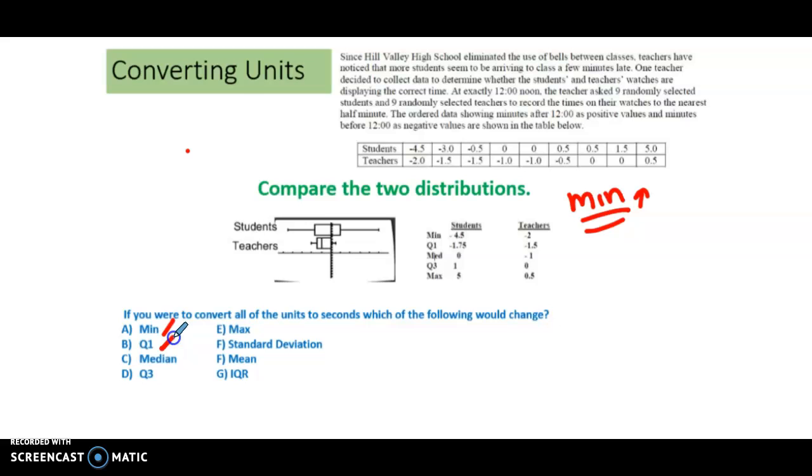The quartile one is going to change. But notice our median right here. Our median turns out to be 0. And since that median is 0, it is not going to change, because if I multiply it by 60, it stays the same. My quartile 3, I'm multiplying that by 60, so that's going to change. The max is going to change because I'm multiplying that by 60. The standard deviation and the mean are also going to change, along with the IQR. So in this case, the only thing that's not going to change for the students is the median, and for the teachers, the only thing that's not going to change is your quartile 3.